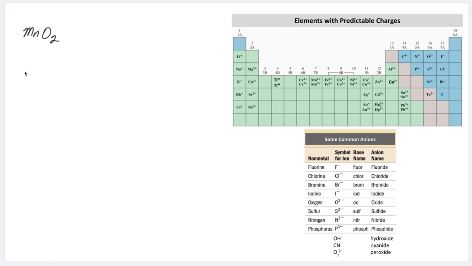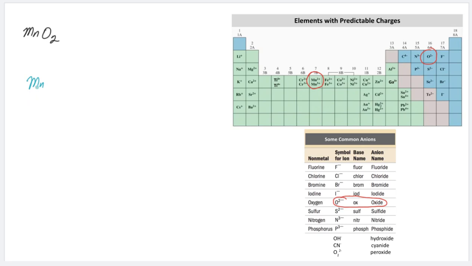Okay, so here we have manganese again, but this time we have O2. So now it's a little bit different. Here we have our manganese, here we have oxygen, and here we have peroxide, right here on the table. Okay, so let's find out what we have here. Let's see how we can do that. So we have manganese.